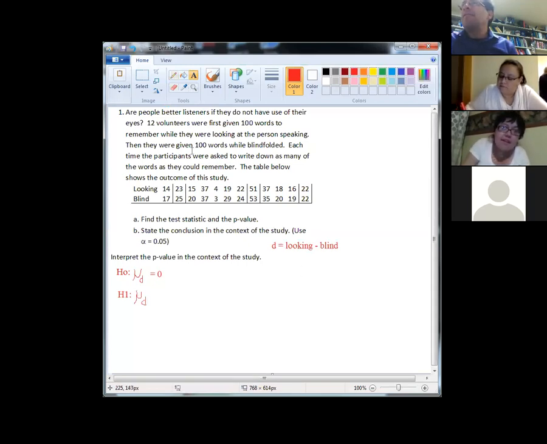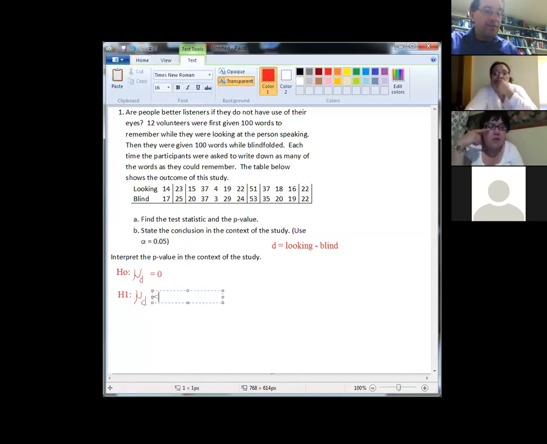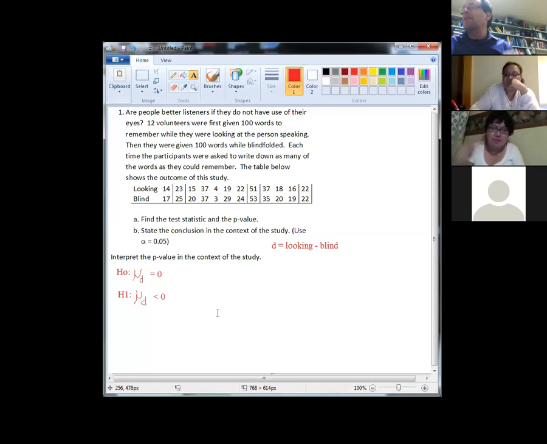So now think about it. If you're a better listener when you're blindfolded, then looking minus blind will be a negative number. Does that make sense? So that tells us that we're going to have a left-tailed test, or a less than 0, because negative numbers are less than 0. Any questions on that?